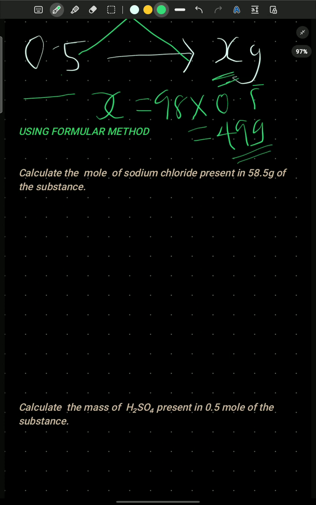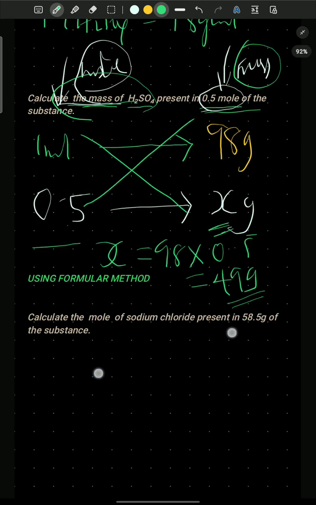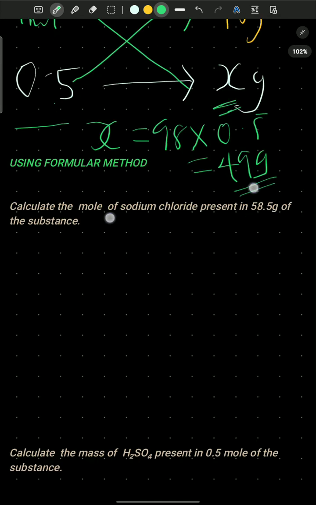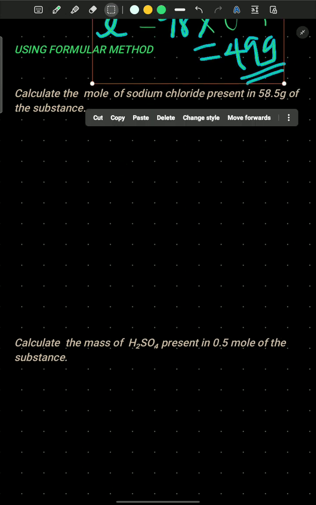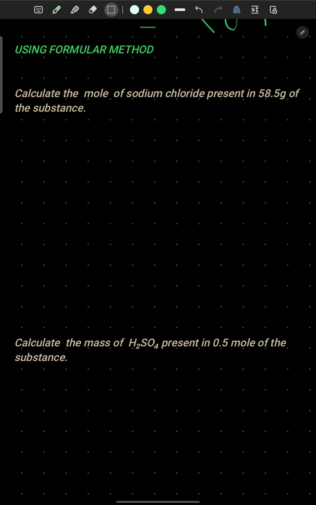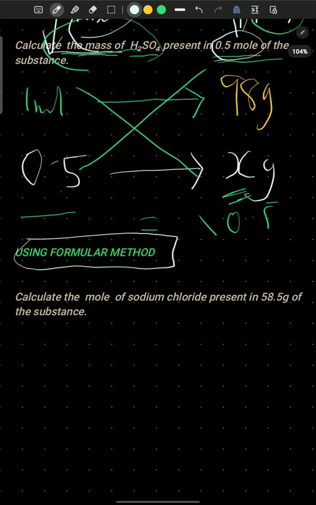So the next one now, if you want to copy this, feel free to pause the video and copy it. The next one is using the formula method. Using the formula method goes a long way, and it is actually the simplest part of the mole concept. During my days as an upcoming scholar in chemistry, one of the formulas I quickly knew was the formula method. Using the formula method is quite easy.